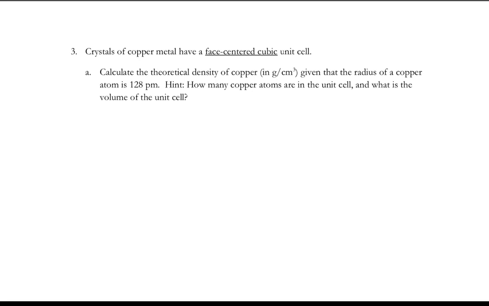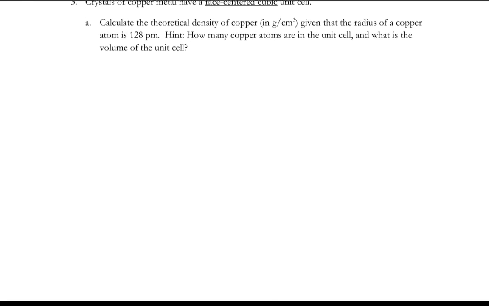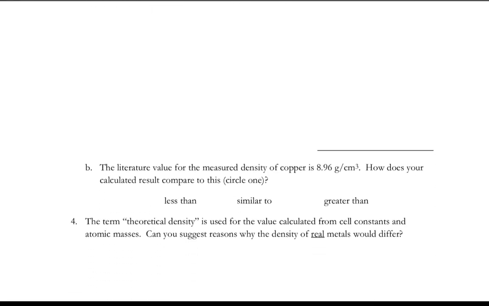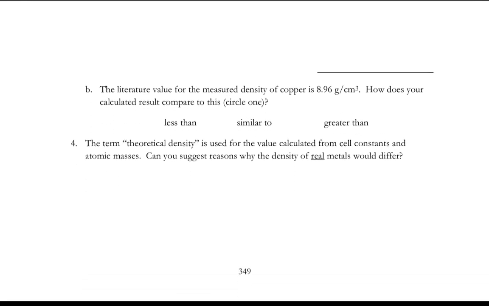It talks about density. So you will calculate that theoretical density, and then we have that the actual literature value is 8.96 grams per cubic centimeter. How does your calculated result compare to this? I think you'll find it very similar.